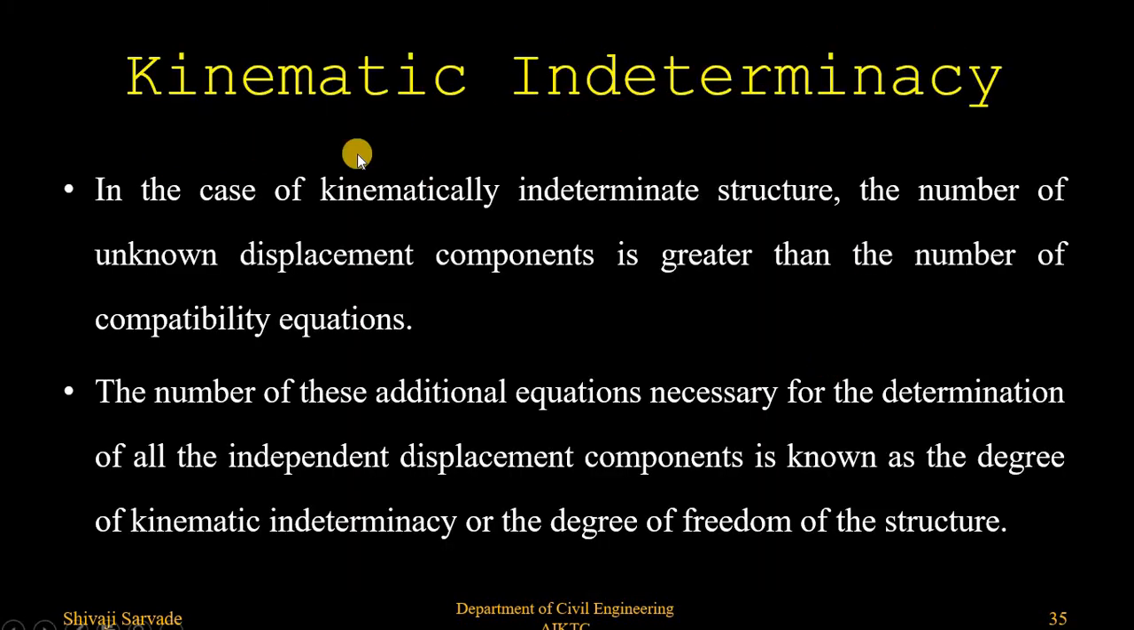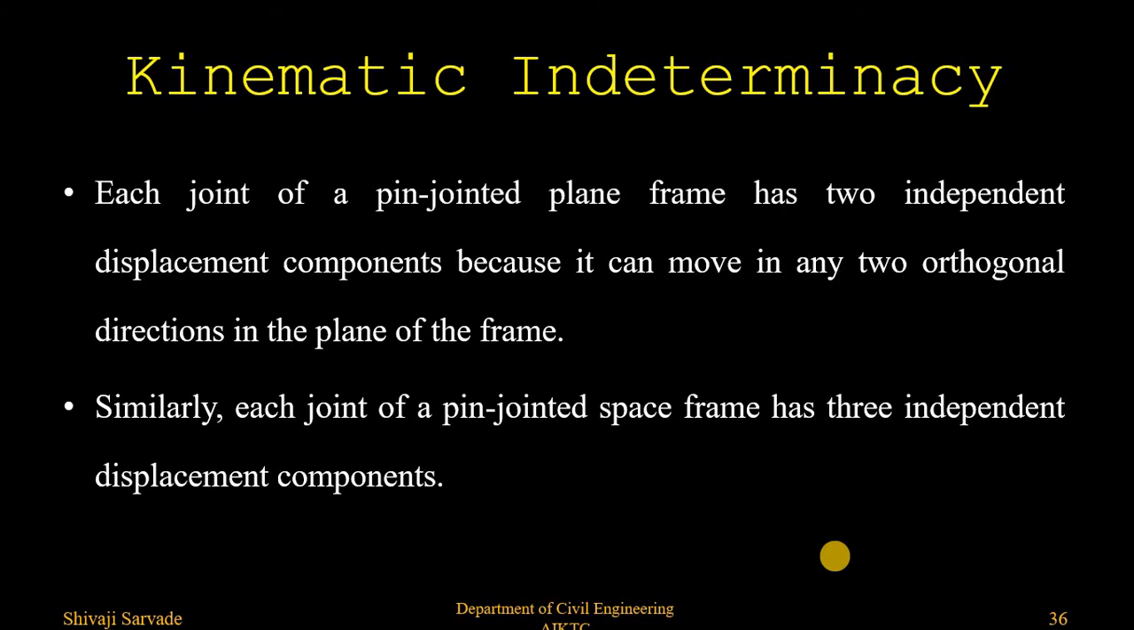Now what is kinematic indeterminacy? It is nothing but the degree of freedom. In other words, how many additional equations are required to find the indeterminate displacement components is nothing but the degree of kinematic indeterminacy. Indirectly you can simply understand it as the degree of freedom of the structure, or how many directions a particular point can move. That is nothing but the degree of kinematic indeterminacy.